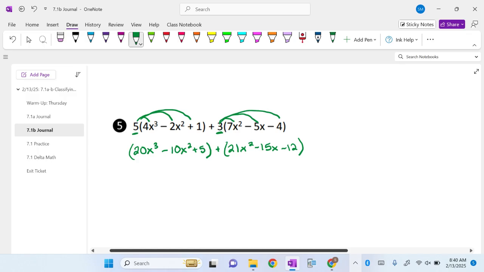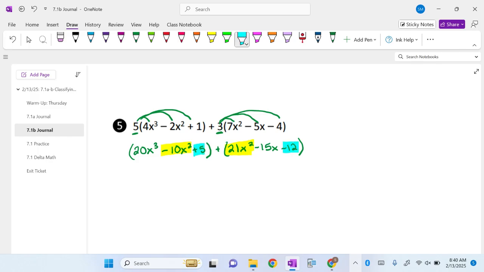The x squareds. So negative 10x squared and 21x squared, those are some like terms. What's another set? There's one more. 5 and negative 12, they're both constants. So if they don't have a variable on the end, they are considered like terms. Now, the 20x cubed and the negative 15x are on their own. All right. So we still got to bring those two down, but we're just not going to change their number at all because we're not combining them with anything.